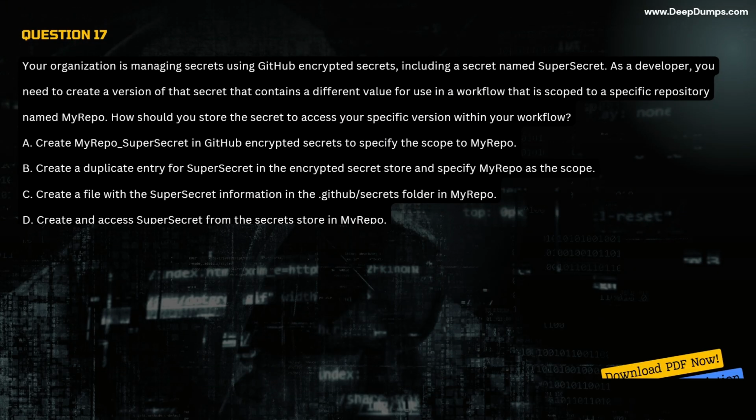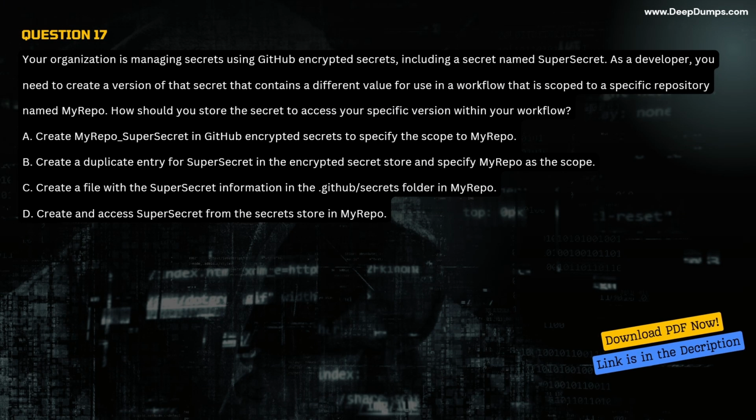Question 17. Your organization is managing secrets using GitHub encrypted secrets, including a secret named supersecret. As a developer, you need to create a version of that secret that contains a different value for use in a workflow that is scoped to a specific repository named myrepo. How should you store the secret to access your specific version within your workflow?